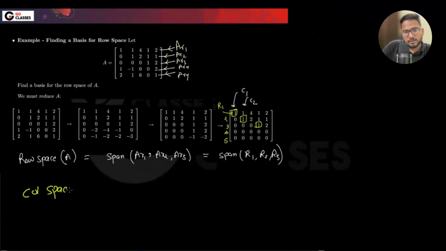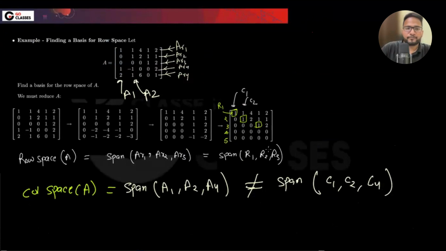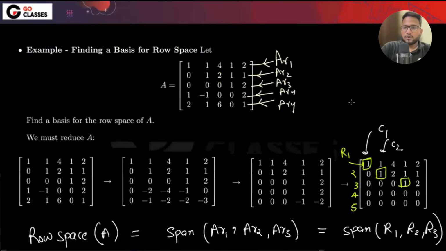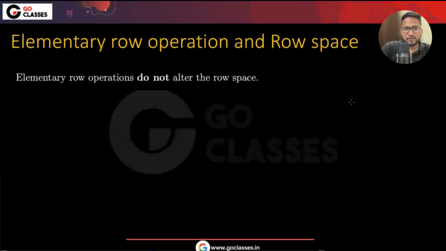Column space of A equals the span of A1, A2, A4, which is not equal to the span of, let's suppose this is C1, C2, right? And this is A1, A2, A1, A2, like this, which is not equal to the span of C1, C2, C4. Okay. So let's just do this question, maybe the next question.